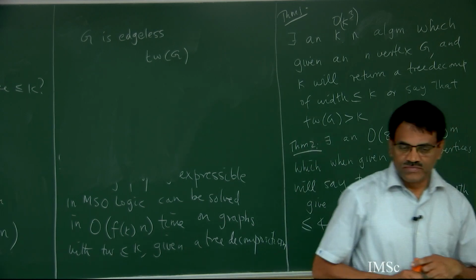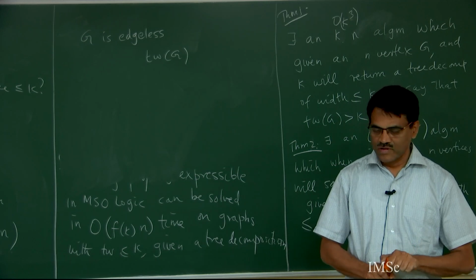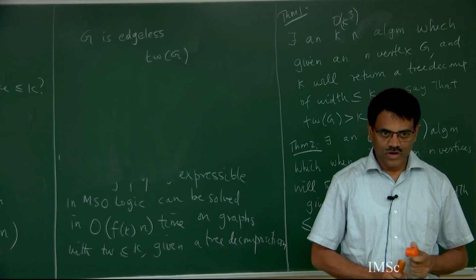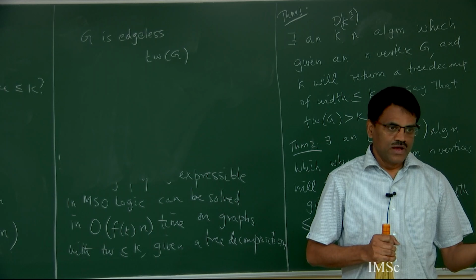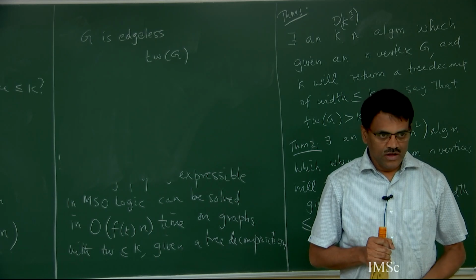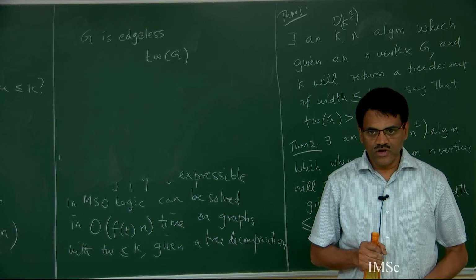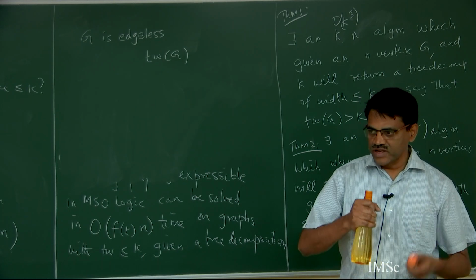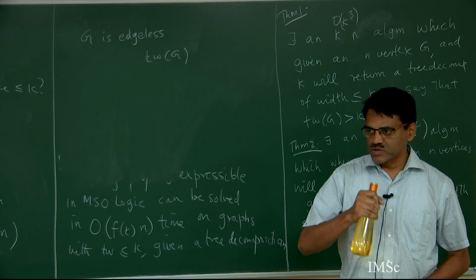What is its treewidth? 0. Right? What is the tree decomposition with bag size...? How much bag size are you allowed? 1. If you are saying treewidth is 0, the bag size is 1. So, what is the tree decomposition with bag size 1?